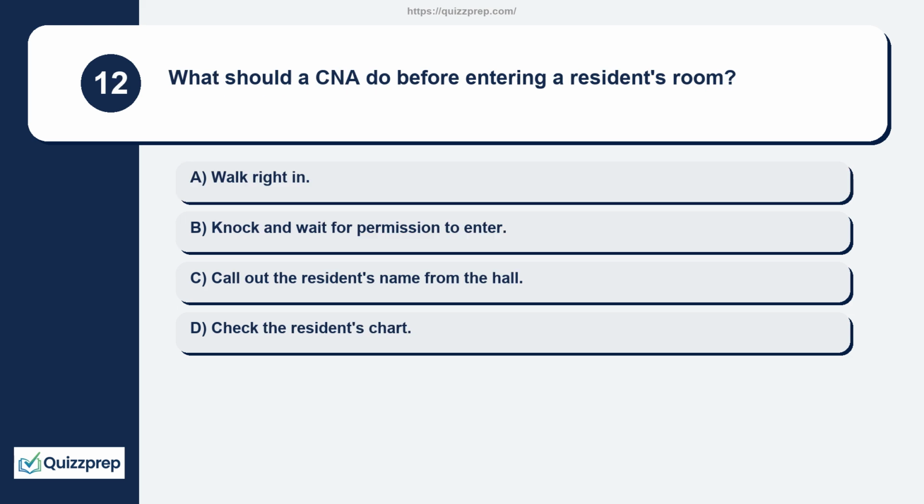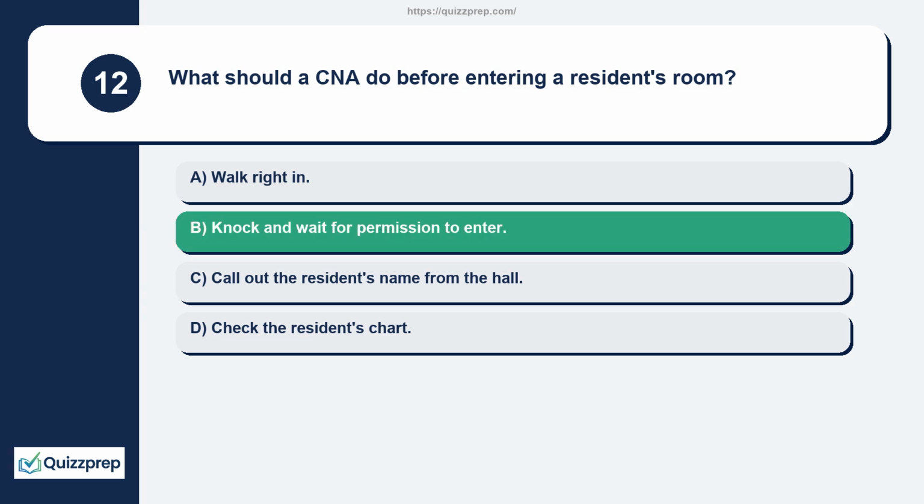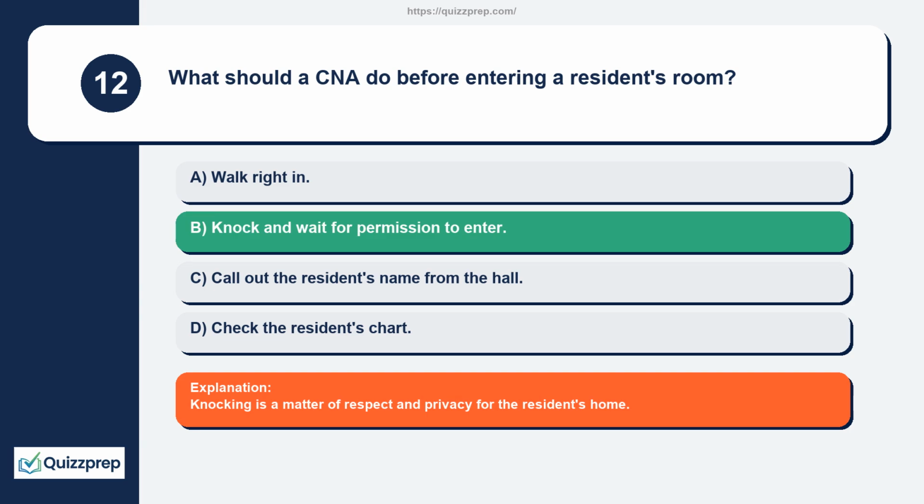Question 12. What should a CNA do before entering a resident's room? Walk right in, knock and wait for permission to enter, call out the resident's name from the hall, or check the resident's chart? Knocking is a matter of respect and privacy for the resident's home.